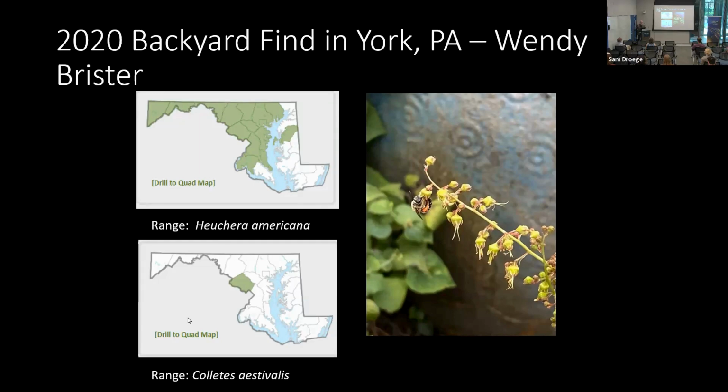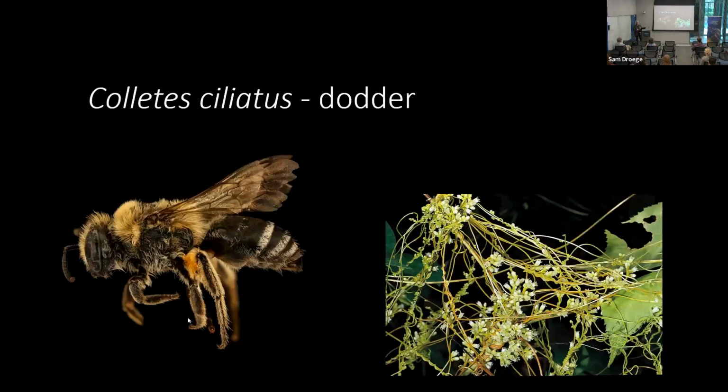And Wendy Brister, who's just across the border in York, had it in her yard. Nothing special about the yard. It wasn't surrounded by woods or anything. And she planted a few plants. She said, what's this bee? You know, because she knows that I'm interested in Heuchera americana, and it was the specialist species. So again, we probably have it in the state. We just haven't visited.